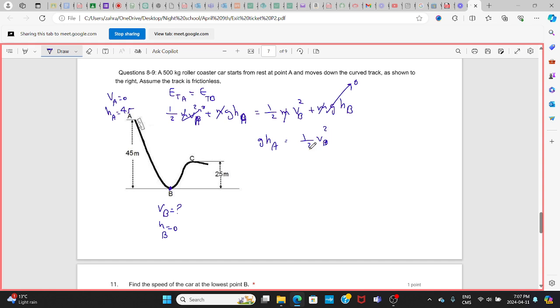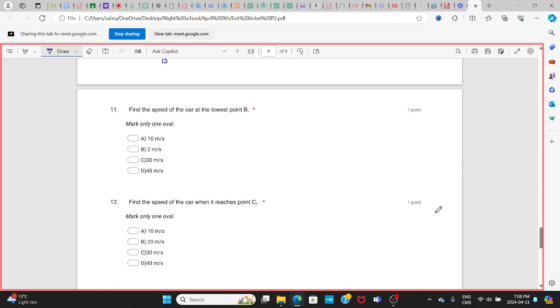At this point you can sub the numbers, but I like to rearrange further. vB² equals 2gh_A, so vB is the square root of 2gh_A. Okay, 2 multiplied by 10 multiplied by h 45. It's going to be 900. It's going to be 30 meters per second. So that would be the answer.